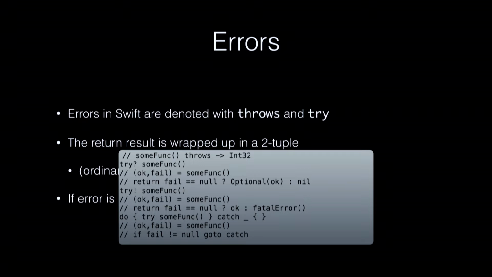If you use try exclamation mark with that, then you'll get return fail equals null. If it is, it'll return the OK value. Otherwise, it will throw fatal error. And fatal error just throws an undefined value and then causes the program to abort. If you've got a do with the try and catch on the side there, then essentially it will work in with the goto so that it jumps to the error handling code instead.